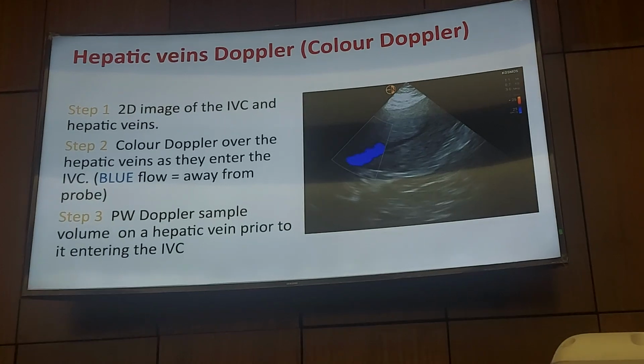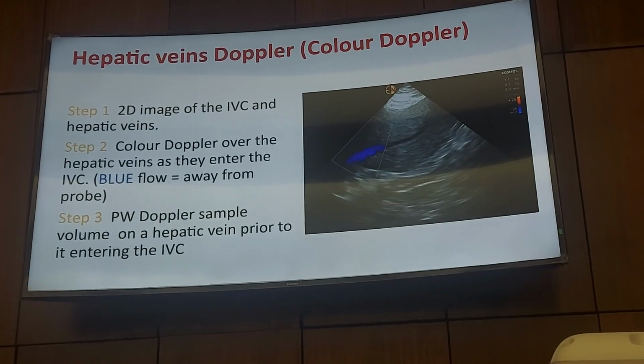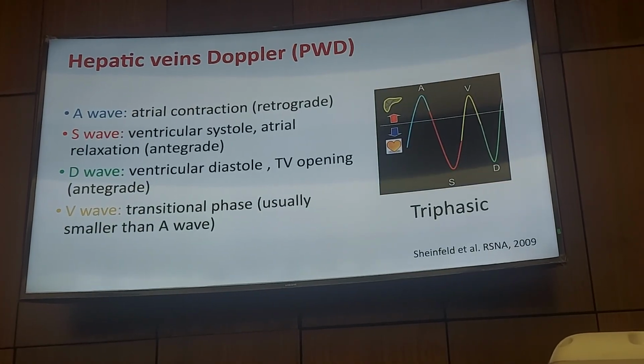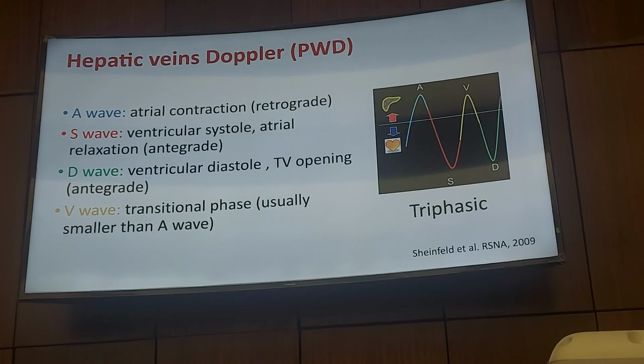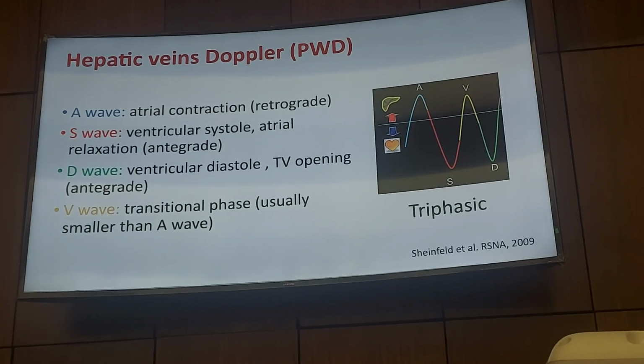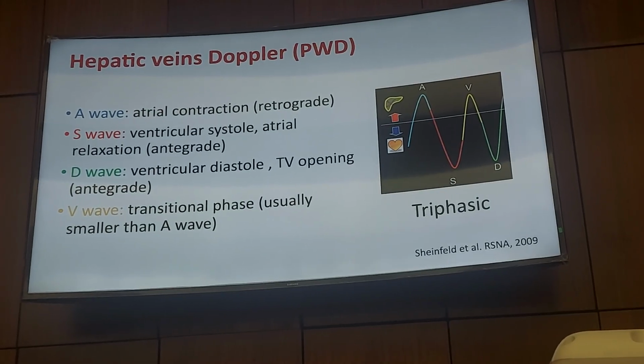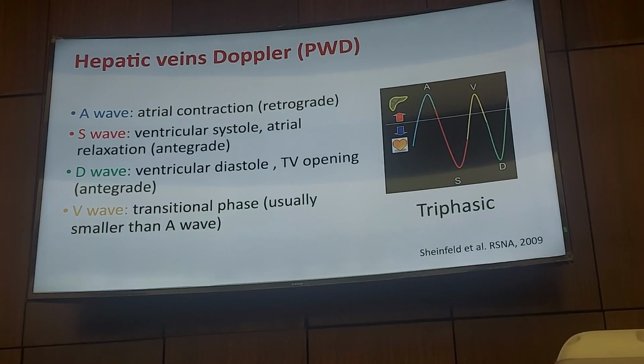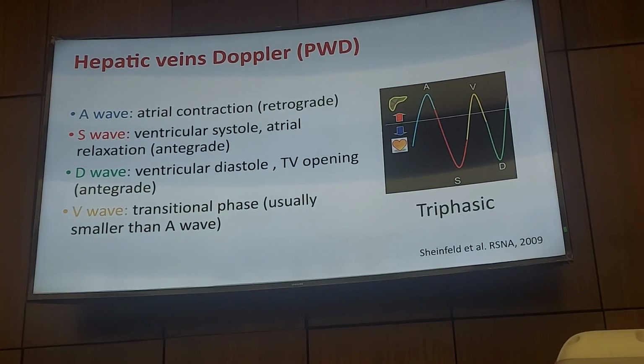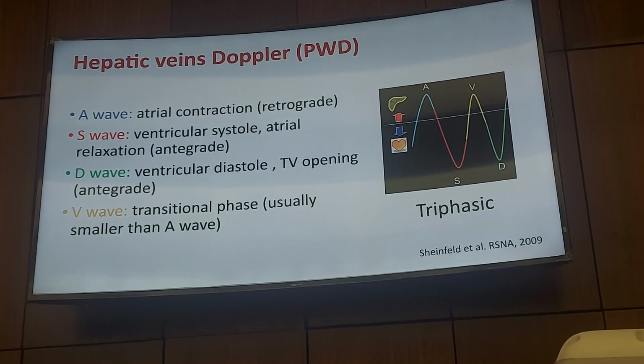And then once you get color Doppler signal to confirm it's hepatic vein, put positive Doppler, and then you will start the interpretation. And we know that the right atrial pressure will translate into changes in the morphology of the hepatic venous flow. The normal hepatic venous flow should be like this.